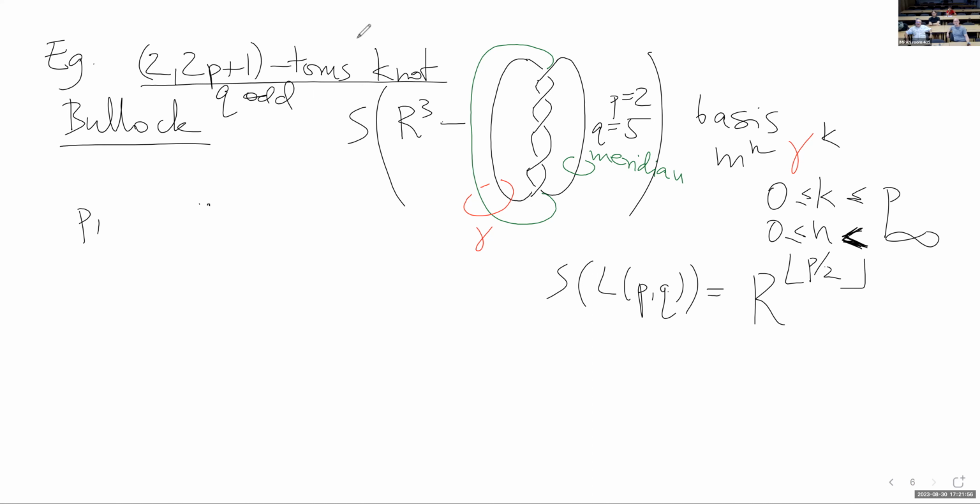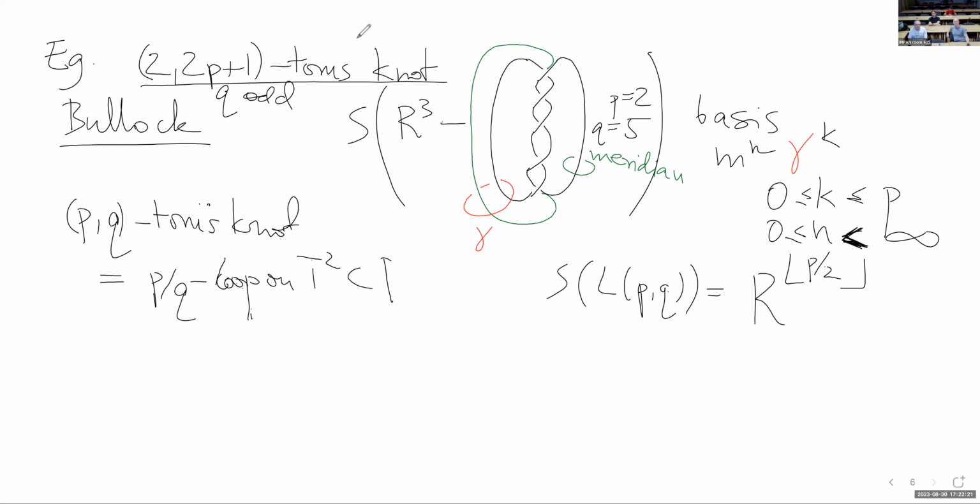PQ torus knot. Now we are talking. Is the slope PQ a curve or loop on a torus, which sits in R3? What is this P slash Q?